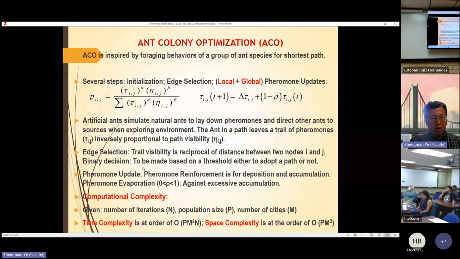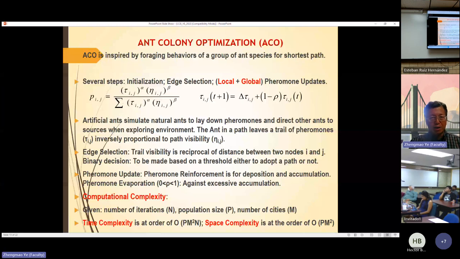In the pheromone update, the pheromone reinspection is made for decomposition and accumulation. Meanwhile, the pheromone evaporation is also right over there against the excessive accumulation.